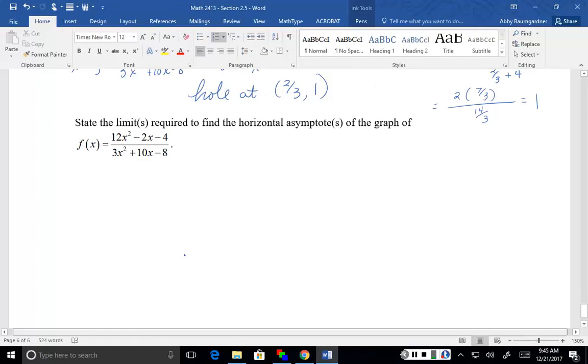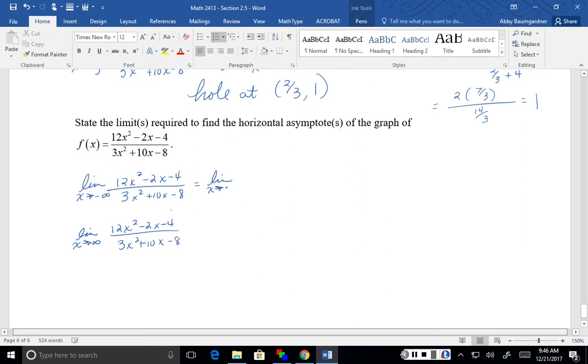Here, state the limits required to find the horizontal asymptotes of the graph. It's just the limit as x approaches negative infinity, and the limit as you approach positive infinity. Now, I'm not asking you to work this out. I just said state the limits, but you already know that this stuff cancels.